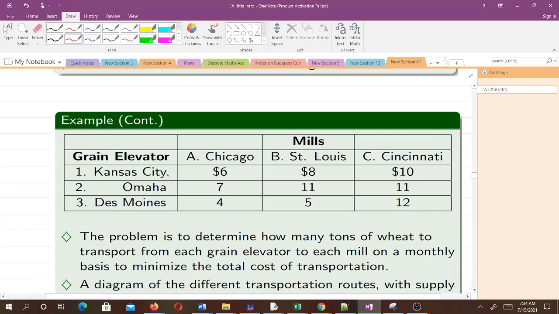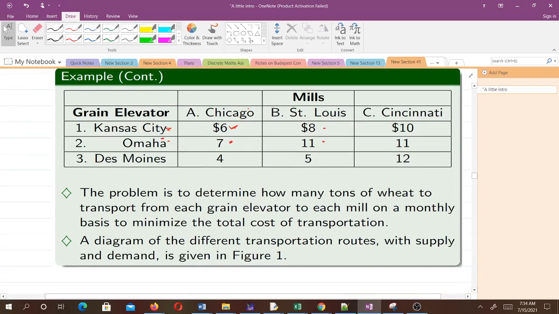So the cost of transporting 1 ton of wheat from Kansas City to Chicago is $6. From Kansas City to St. Louis is $8, and that of Kansas City to Cincinnati is $10. That of Omaha to Chicago is $7. That of Omaha to St. Louis is $11, and it follows like that. Okay.